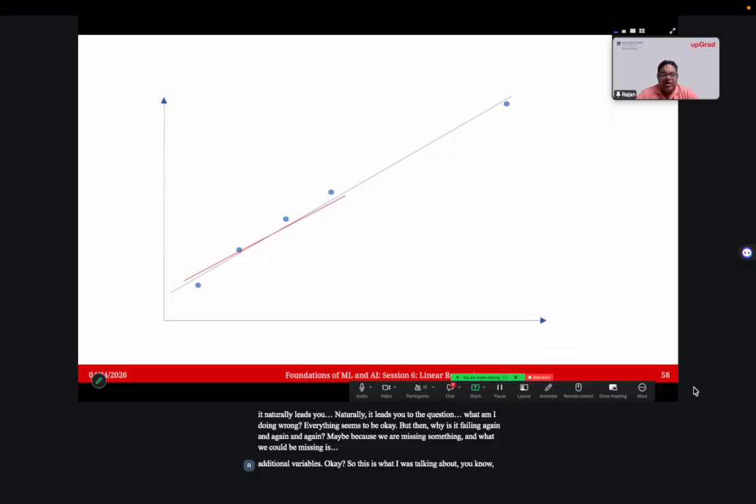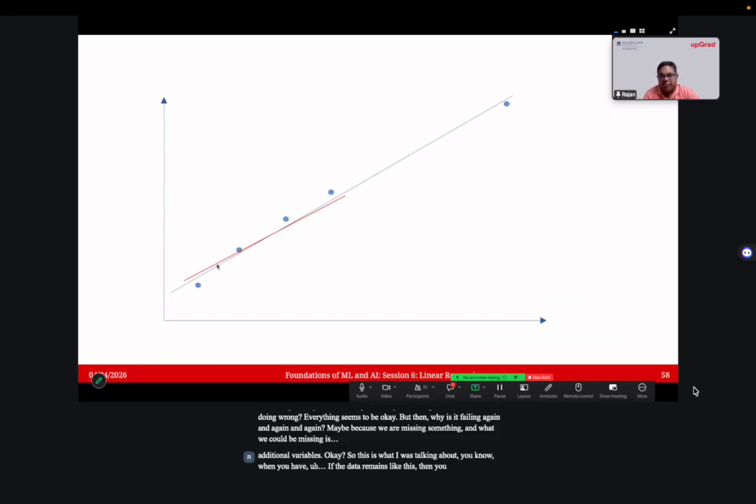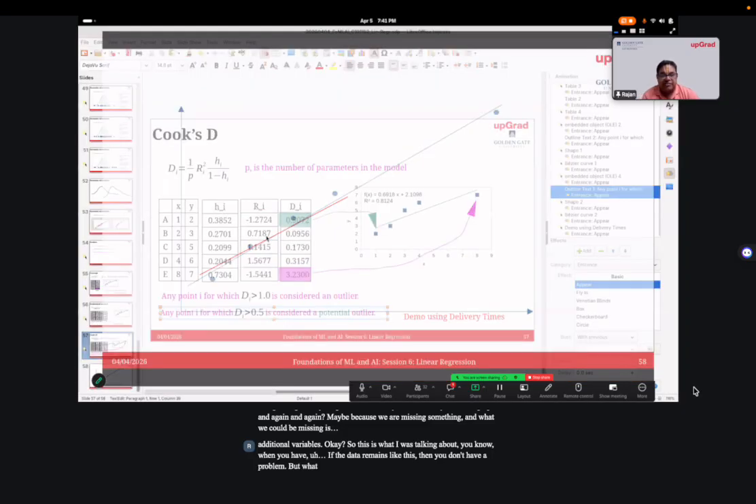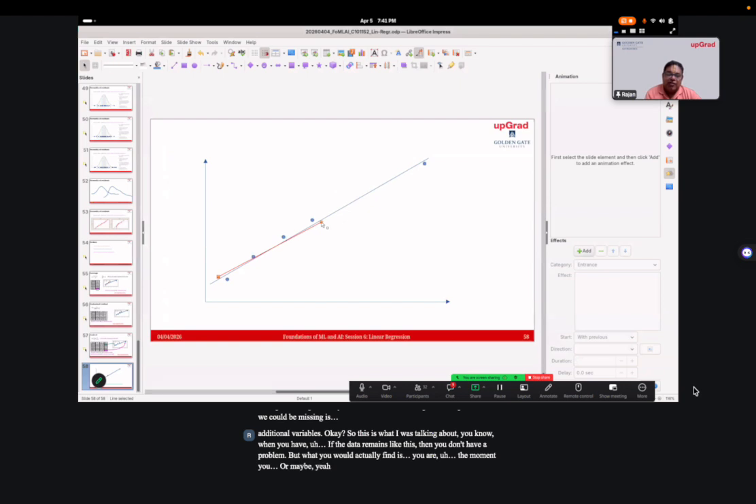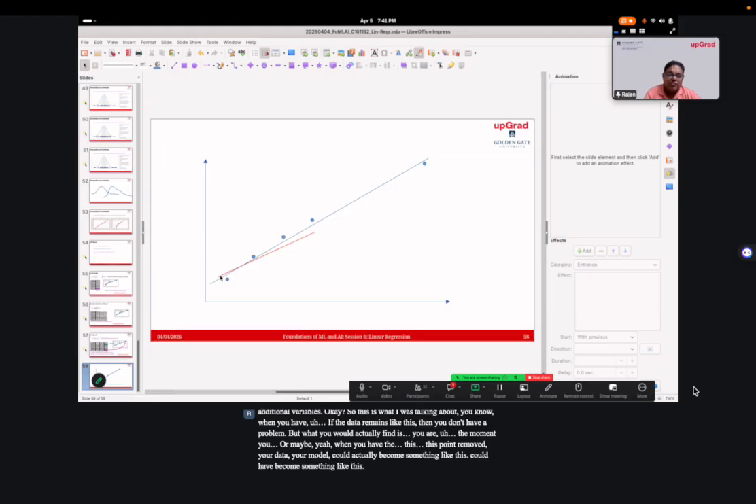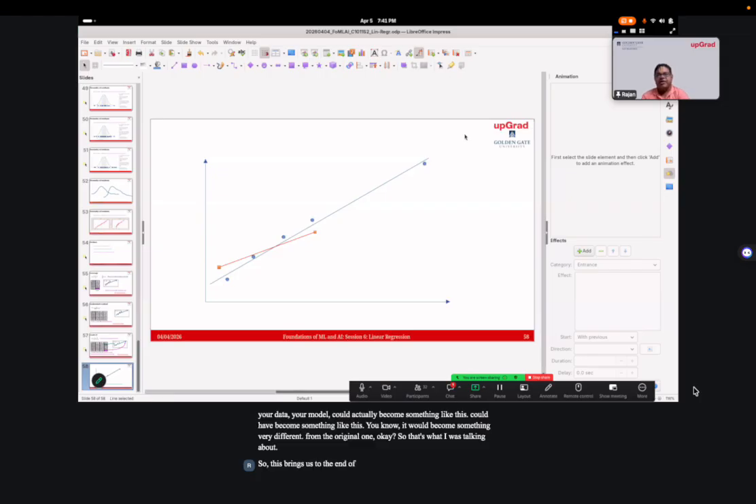If the data remains like this, then you don't have a problem. But what you would actually find is that when you have this point removed, your model could actually become something like this. It will become very different from the original one. So that's what I was talking about. This brings us to the end of simple linear regression.